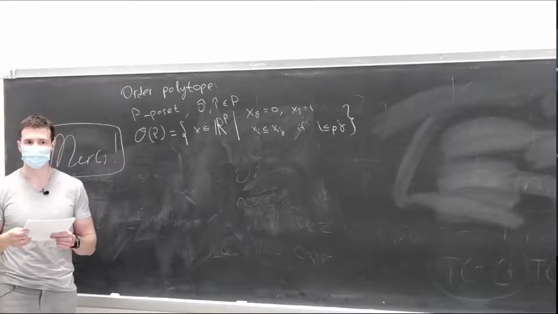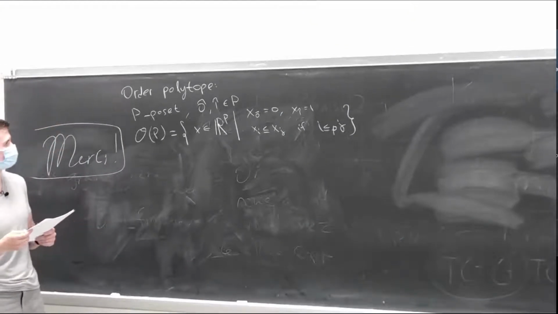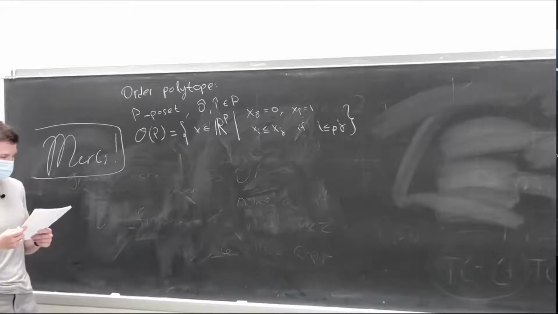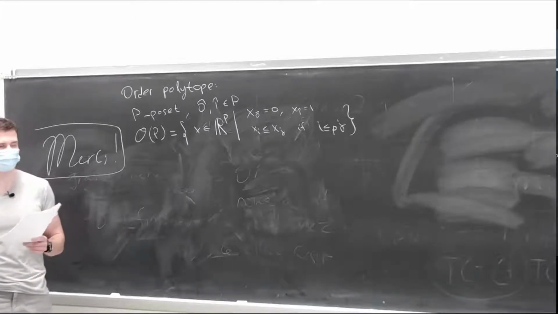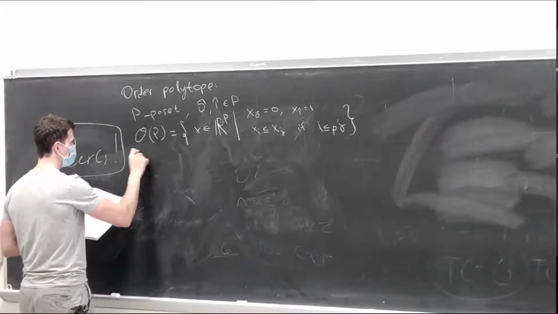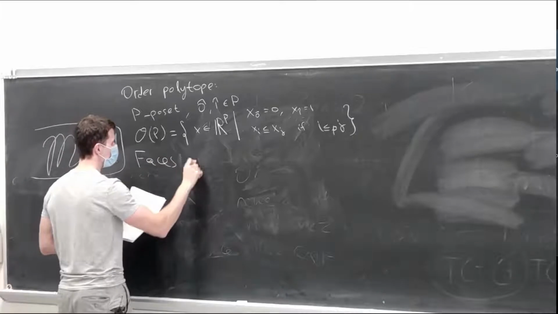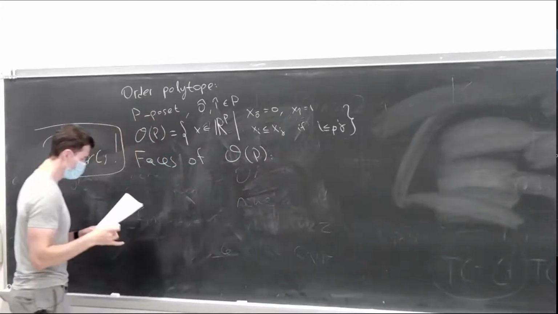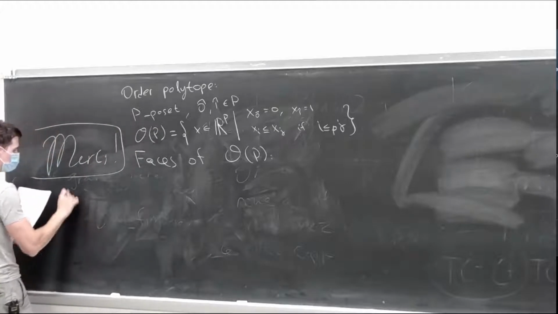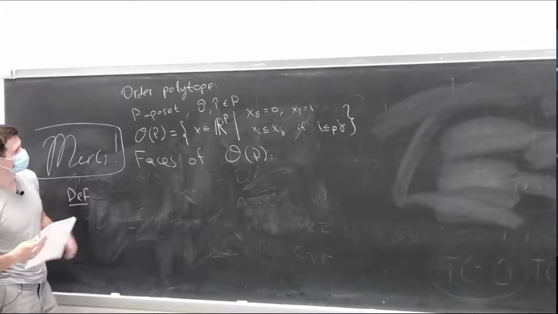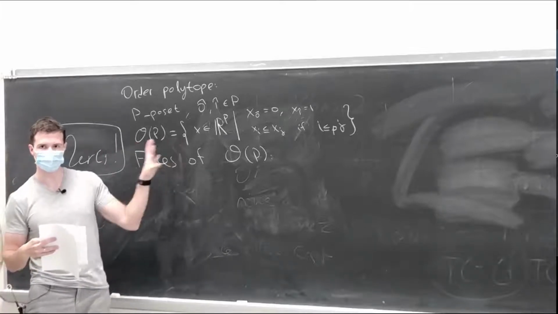And the last time we were trying to determine the faces of the order polytope. Basically we had a correct guess, so let me now try to make it precise. Faces of the order polytope. Well, what I want to do is make an analogy with graph associahedra.